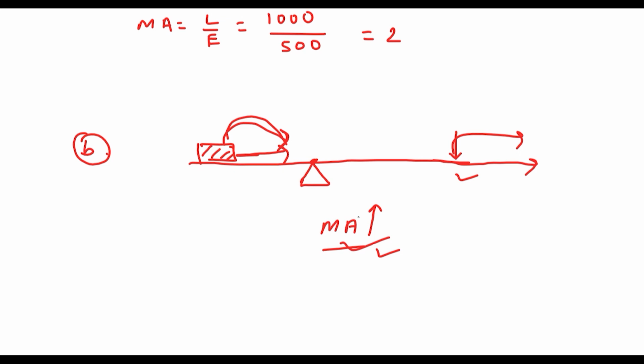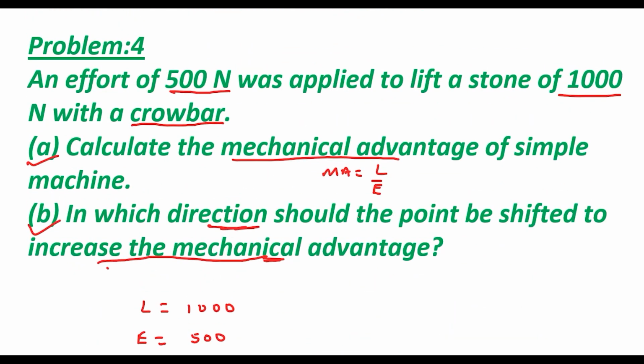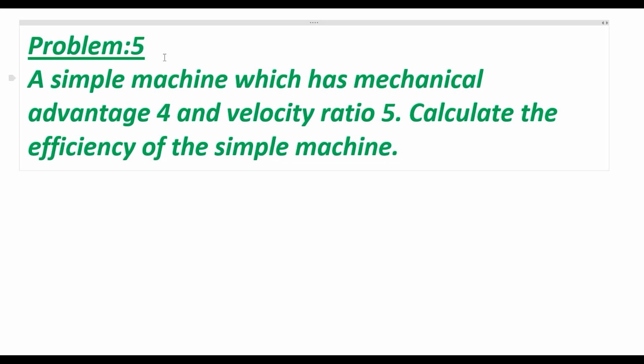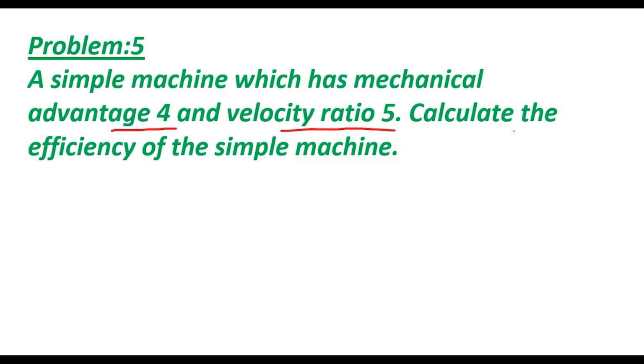Let us look at the next problem, problem number 5. In this problem, we have a simple machine which has mechanical advantage MA and velocity ratio VR. Calculate the efficiency of the simple machine. It is so easy. Here MA is given 4, velocity ratio is given 5, and we have to find the efficiency denoted by eta.